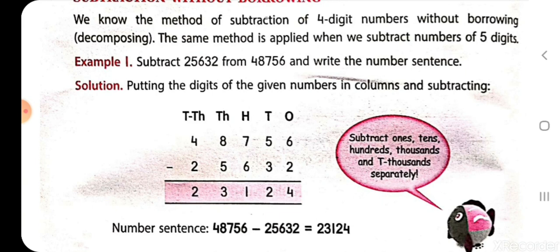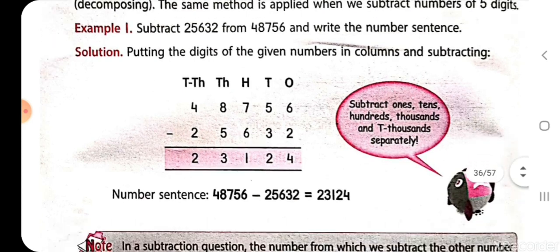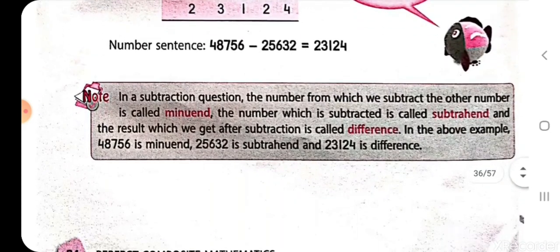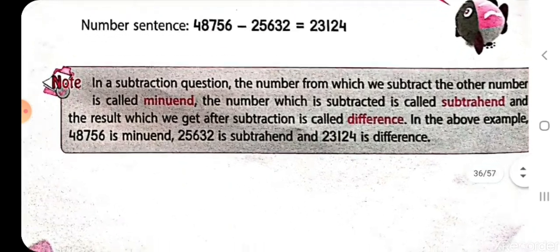So simply first you have to write 48,756 minus 25,632 is equal to 23,124. Simply. Okay, this is a very important one.